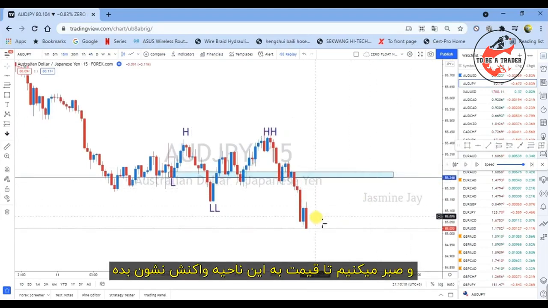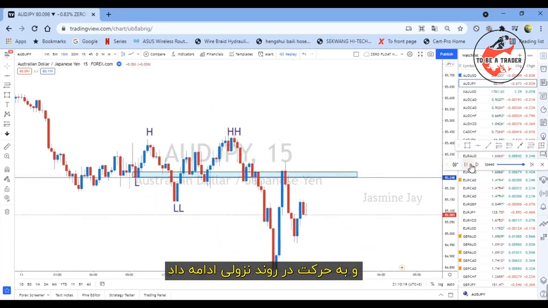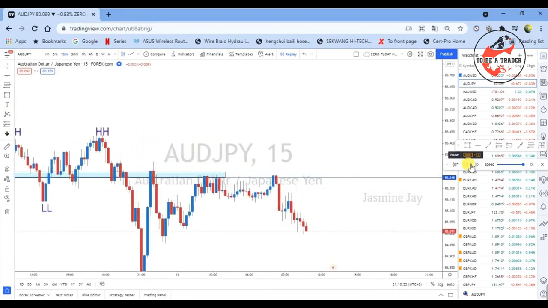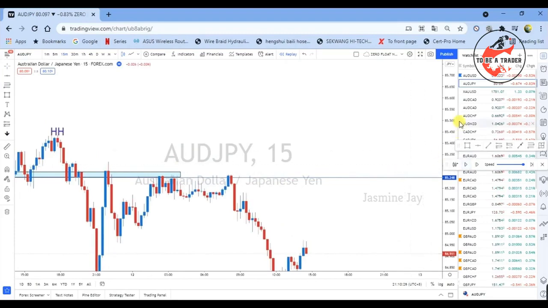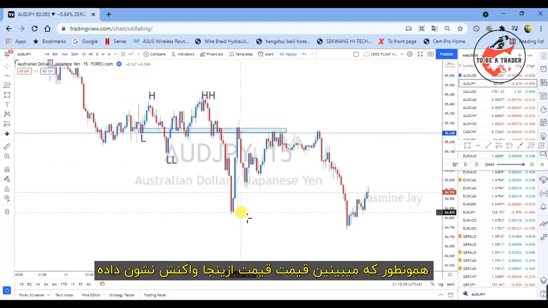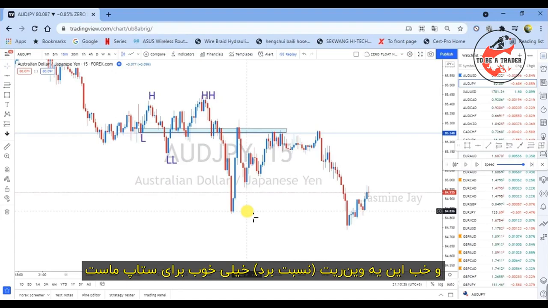And let's just wait for the price to react to this area. As we can see, the price has finally come back to this area, reacted and continued on the uptrend. As you can see, the price has reacted from here to our supposed TP, this area. It is close to 60 pips. So this is a very good win ratio reward for our setup.